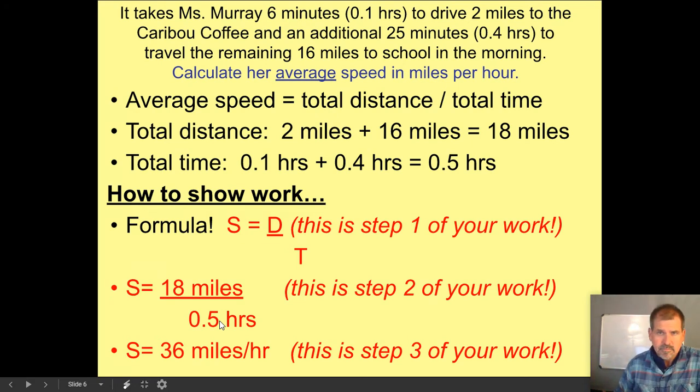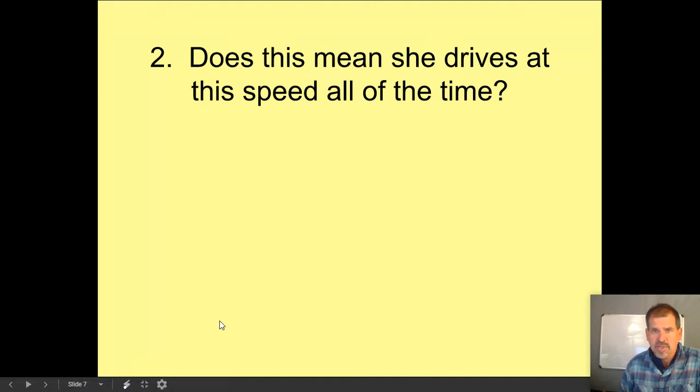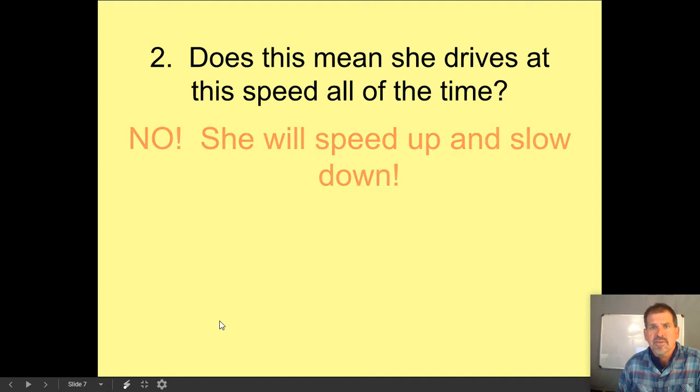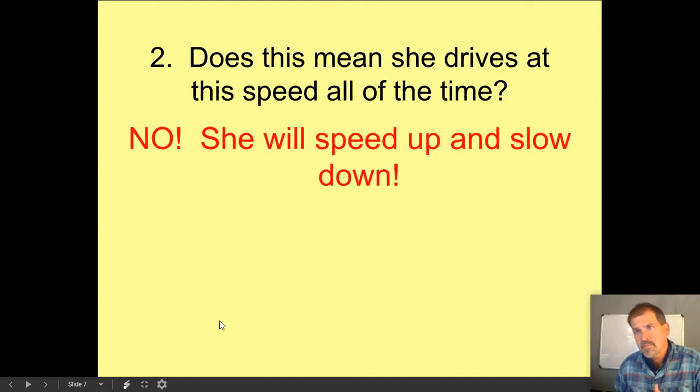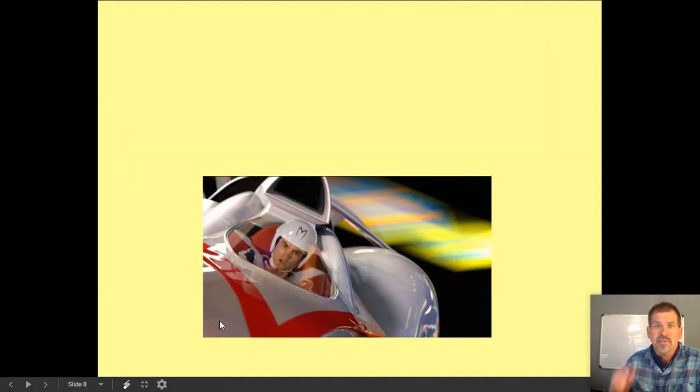Pause from time to time when you need to. All right, so does this mean she drives at the same speed all the time? Well, of course not. She speeds up and she slows down.